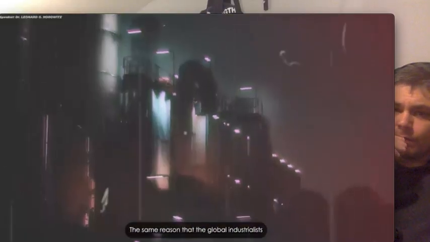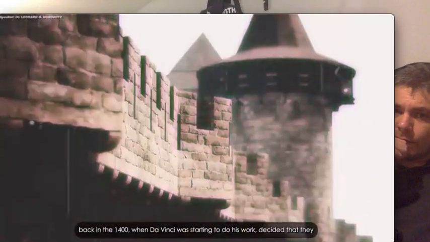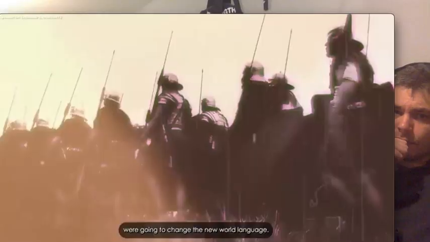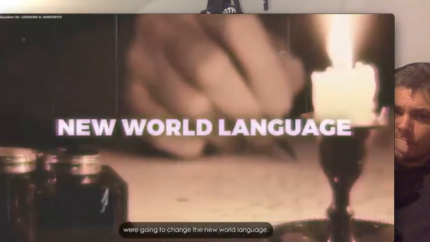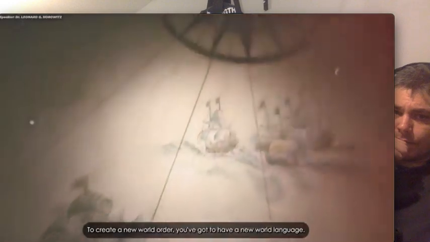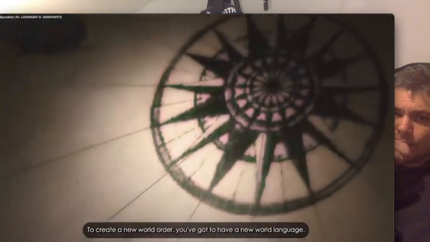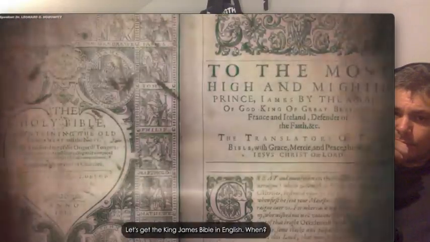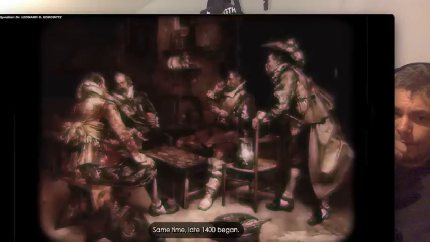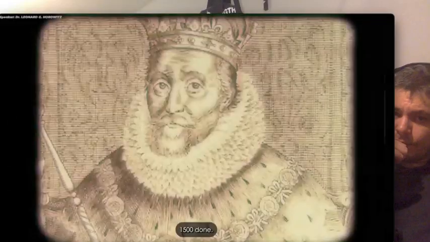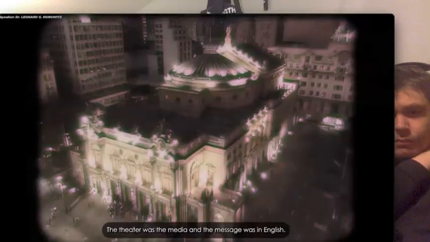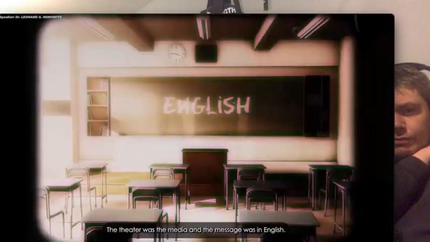The same reason that the global industrialists, back in the 1400s, when Da Vinci was starting to do his work, decided that they were going to change the New World language. To create a new world order, you've got to have a new world language. Let's call it English. Let's get the King James Bible in English. When? Same time. Late 1400s began, 1515, done. King James and his boys, Sir Francis Bacon, alias William Shakespeare. Shakespearean plays are like the media of today. The theater was the media, and the message was in English.